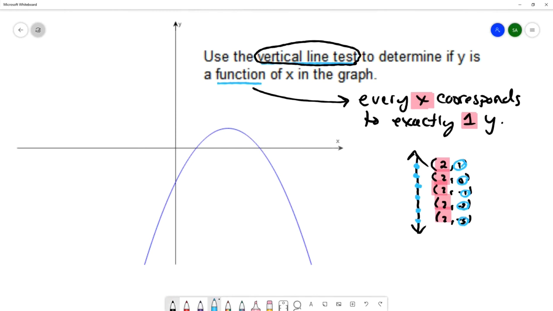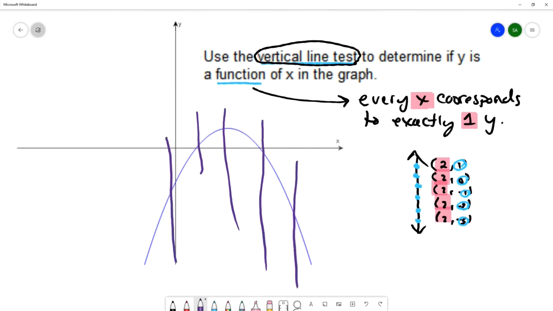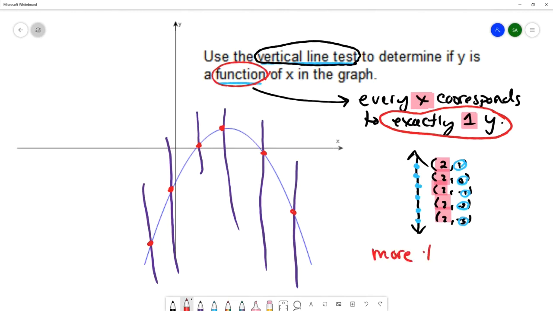So the vertical line test, what we do is we take our picture and we start drawing vertical lines on the picture. And when we draw the vertical lines, we pay attention to the intersection points with those vertical lines. If our vertical lines have exactly one y, then we have a function. But if it has more than one y, then it is not a function.